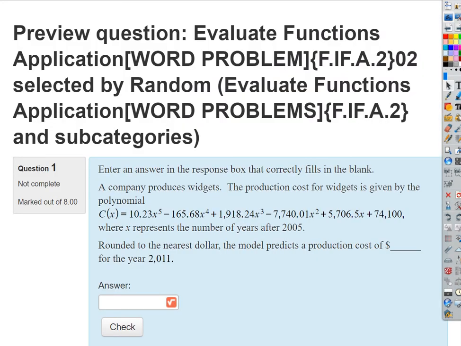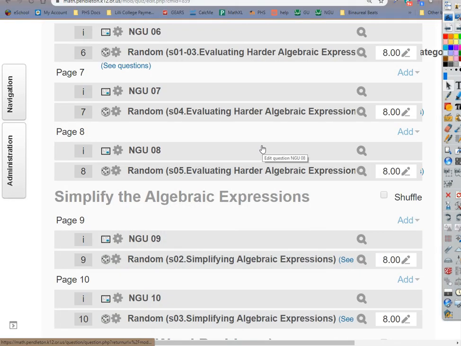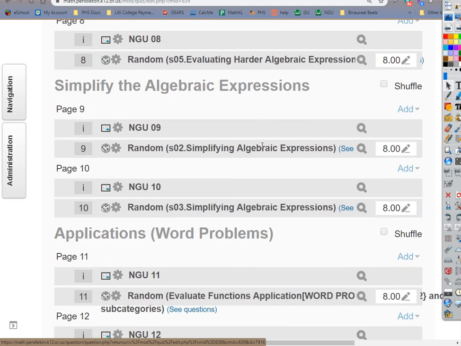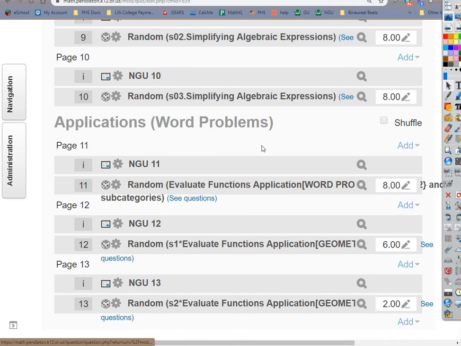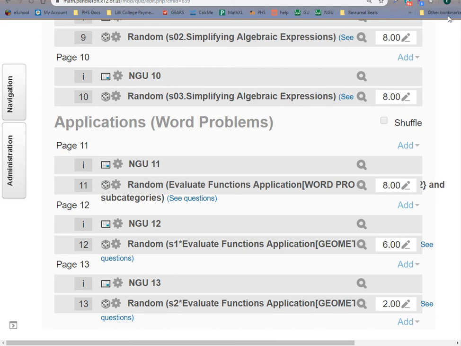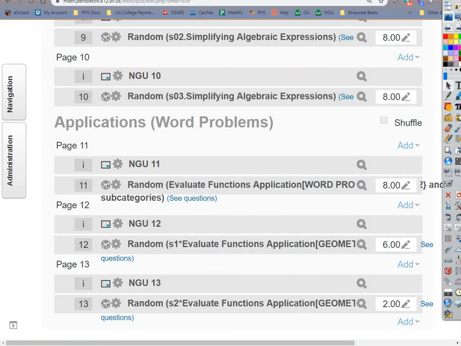First of all, if I go to the assignment, I did give you access to the non-graphing utility. Everybody knows what that is, right? That's what you get if you hit NGU, on each of these pages.